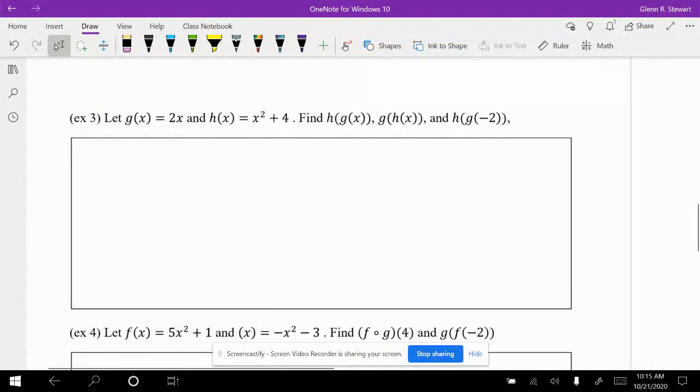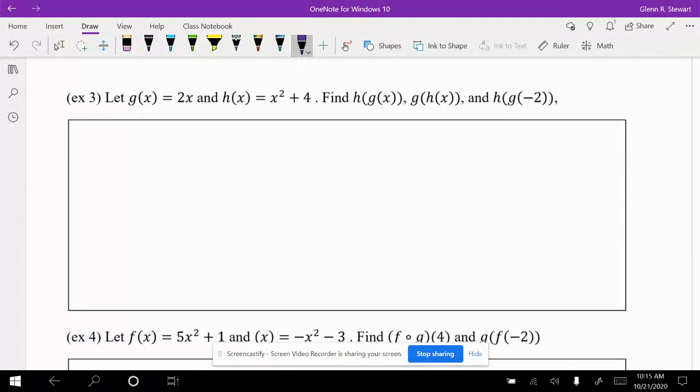Moving through here on example number 3, okay, we're finding let g of x equal to 2x and h of x is x squared plus 4. We're going to find h of g of x, we're going to find g of h of x, and then we're going to find h of g of -2. So we're actually going to plug in a number once we simplify. First thing, h of g of x. So note that h is x squared plus 4. So where this x is, I'm going to now have a 2x.